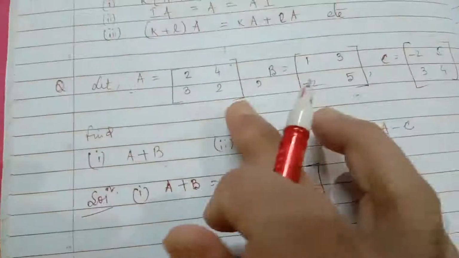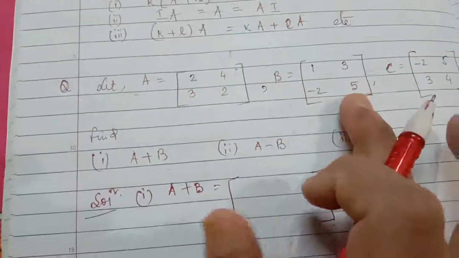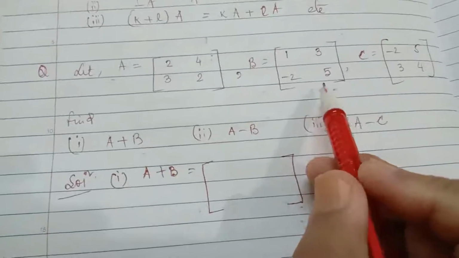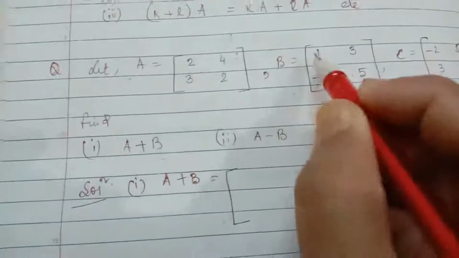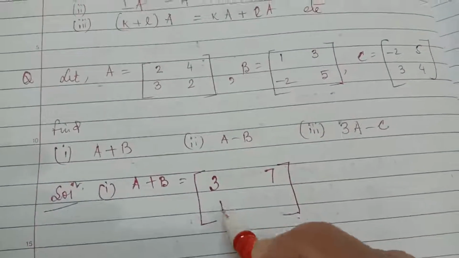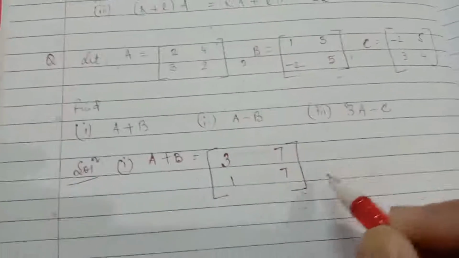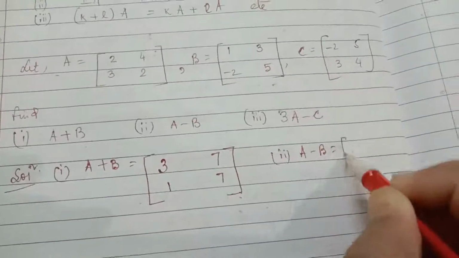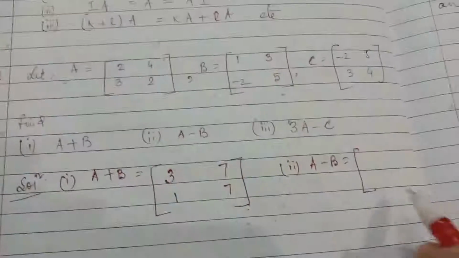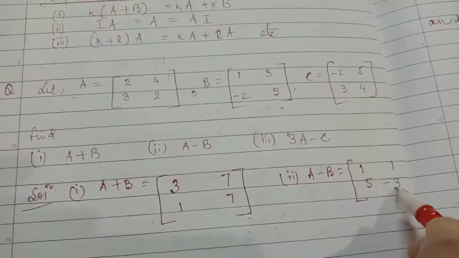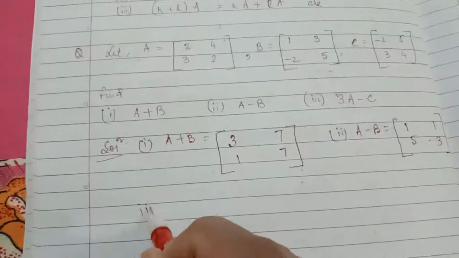We know matrix addition is possible if the matrices are of the same order. Here the order of A is 2 by 2, A is a square matrix of order 2, B is also a 2 by 2 matrix. And how to add A plus B? You have to add corresponding elements: 3, 7, 1, 7. Next, number 2, A minus B equals 2 minus 1, 1, 1, 5 and -3. This is A minus B. Next, number 3, we have to find 3A minus C.